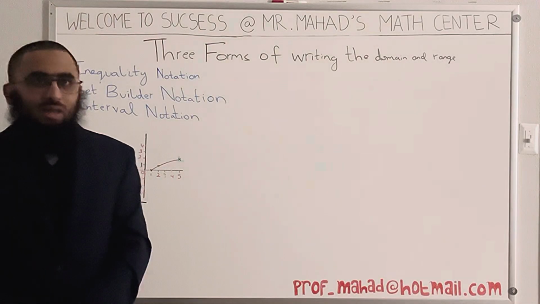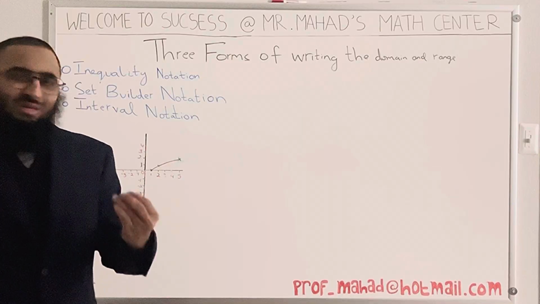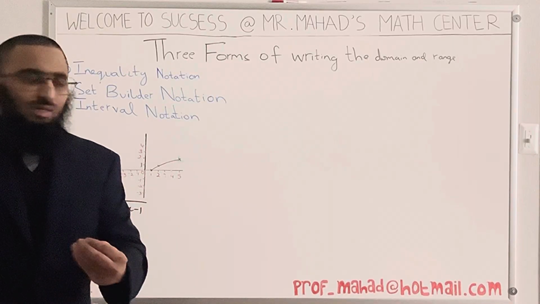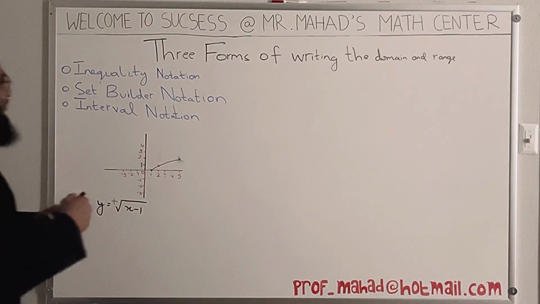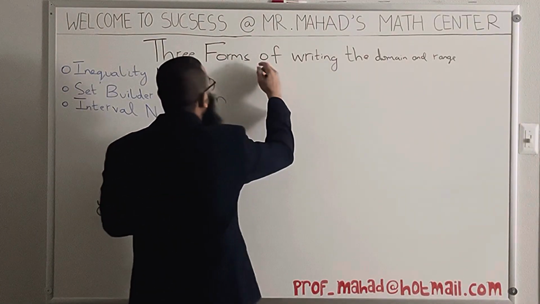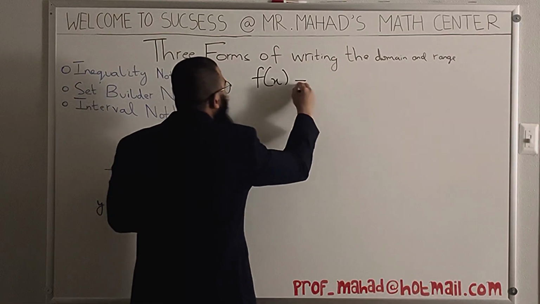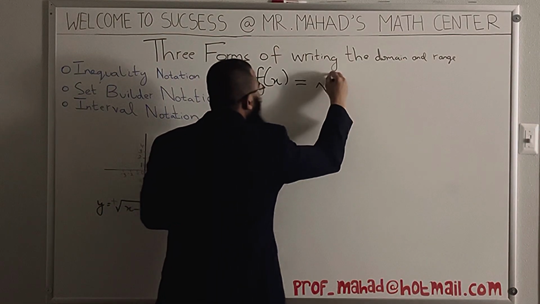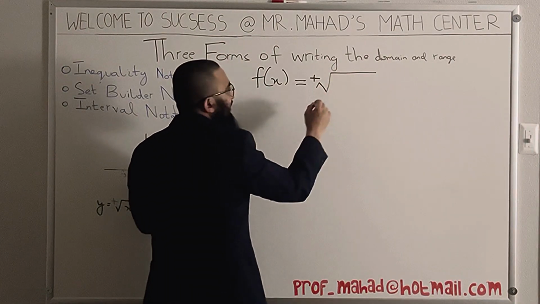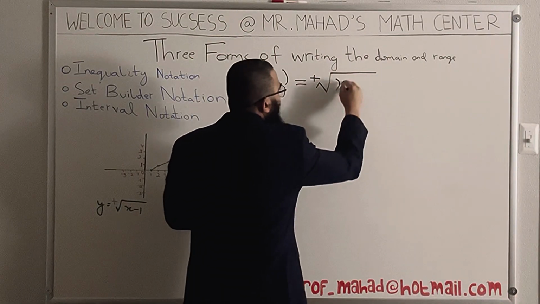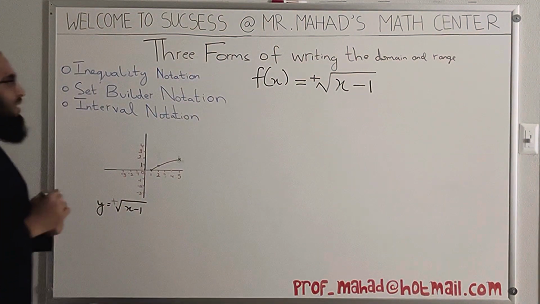Now, I thought to explain all of these three with an example. So I just took one example. We have the function. Let me write this in function form. You have f of x is equal to the square root, of course taking the positive side, of x minus 1.